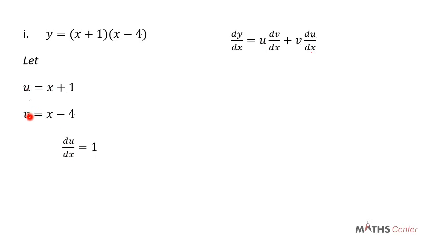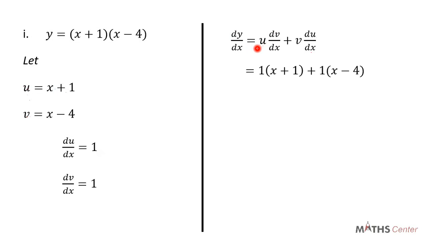Let's come to the second one, which is v. V is equal to x minus 4. Once again, when you differentiate x with respect to x, because it's of the form ax, the x will be gone and you'll be left with the coefficient of x, which is 1. Here the coefficient of x is 1. Negative 4 is a constant, so when you differentiate it, you get 0. So dv dx is also 1. So now we have u, we have v, we have du dx, we have dv dx. We can fix it in this formula to get our dy dx.